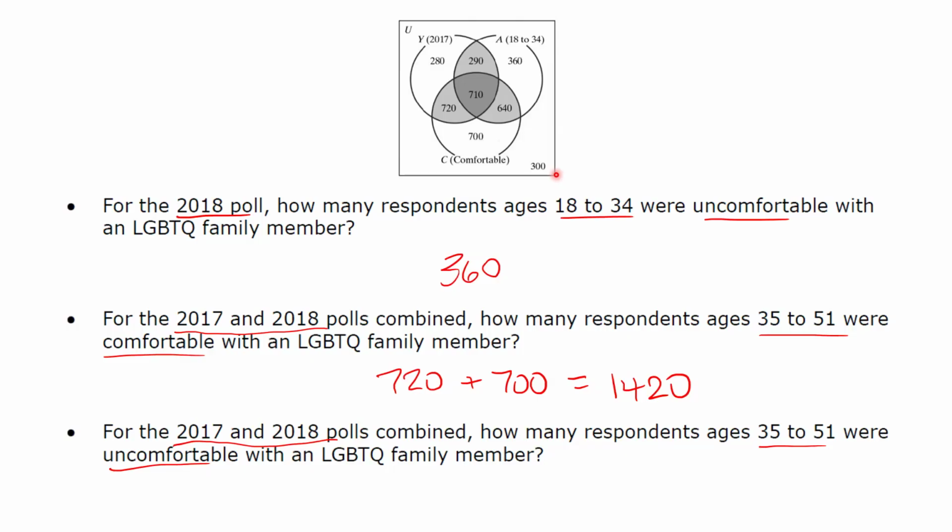Now we want to know from these four values which one would represent respondents who were uncomfortable. So if they're uncomfortable, that means the value is going to be outside of the subset of comfortable. So between these four values, the values that are outside or not included within this subset would be 280 and 300.